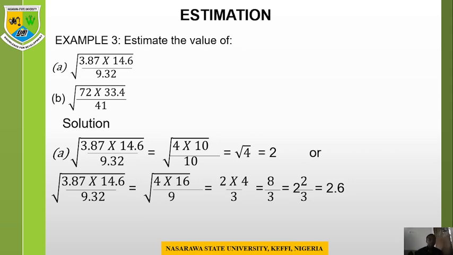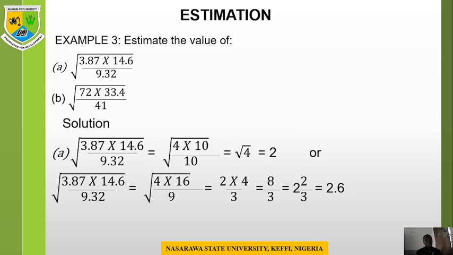Alright, another example is this. A. Estimate the value of square root of 3.87 times 14.6 over 9.32. B. Square root of 72 times 33.4 over 41. Now these questions look complex. Without a calculator, you can hardly come up with an answer to this question. Even if you can, it will take you time. But with the help of estimation, you can suggest an answer that is close to the actual value. Let's look at our solution.